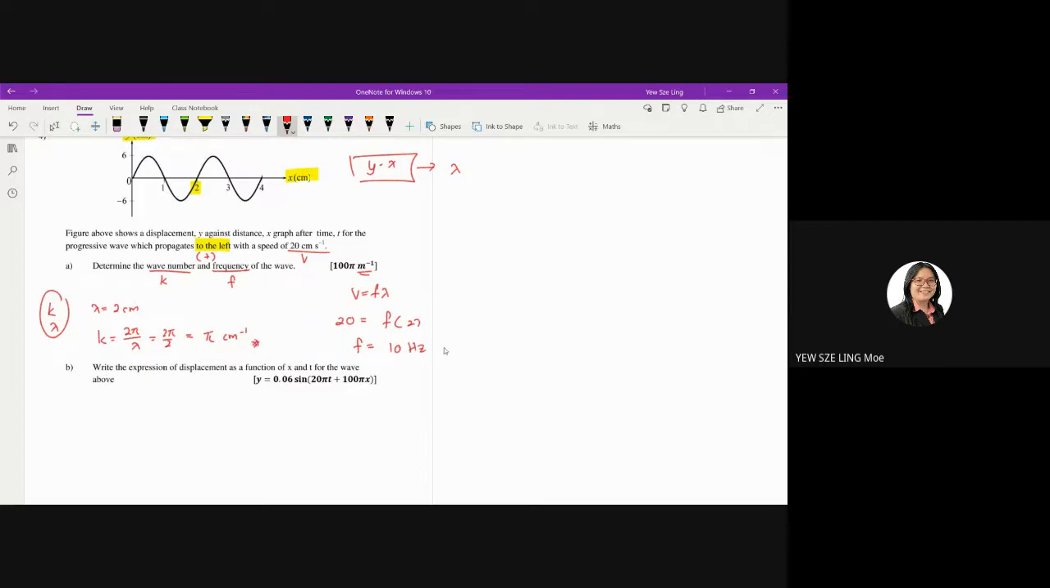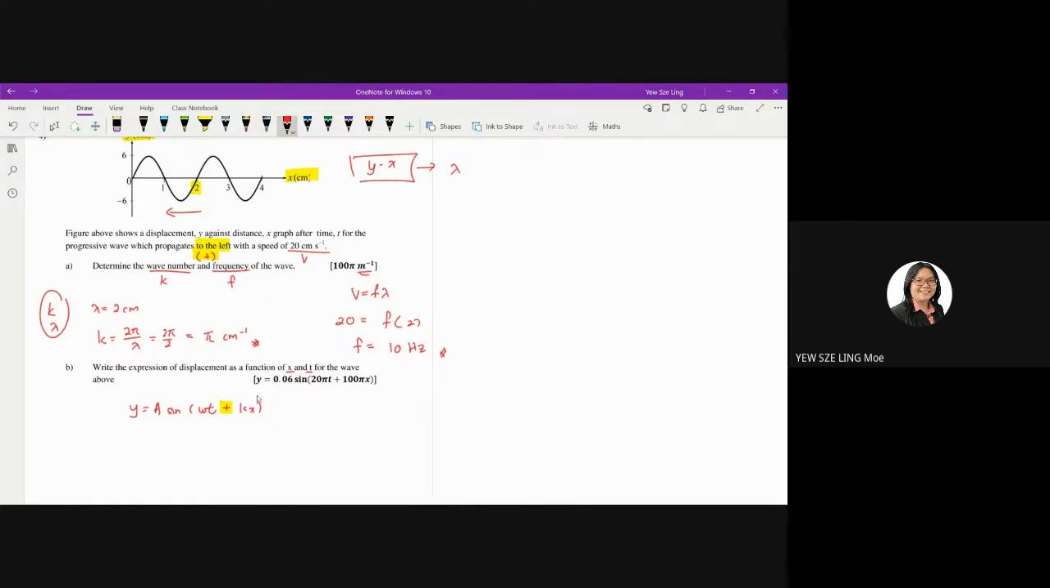Now you have k with numbers, you also have f, the frequency. Question B: write an expression of displacement as a function of x and t for the wave above. So now you want an expression for this progressive wave. y equals A sine omega t. According to the question, the wave propagates to the left. Therefore, you are going to have a plus sign in your general equation. So y equals A sine (omega t plus kx), because your wave is going to the left.